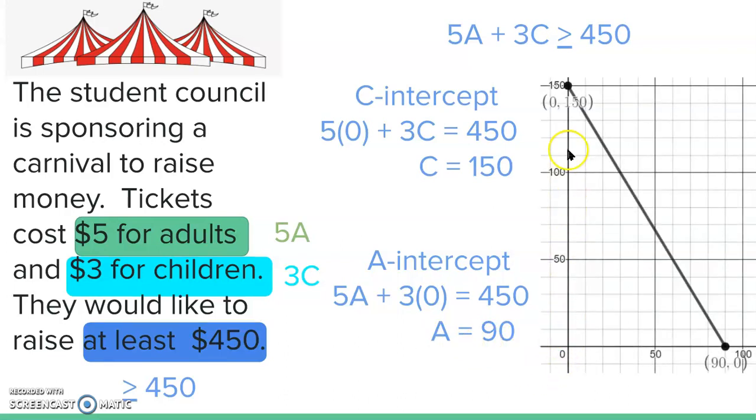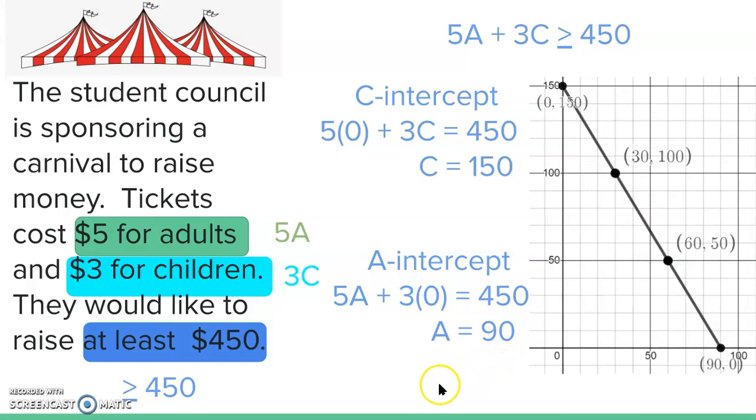Looking at that graph, and then looking carefully for some key points, I can identify that 30 adult tickets and 100 children's tickets, or 60 adult tickets and 50 children's tickets, work.